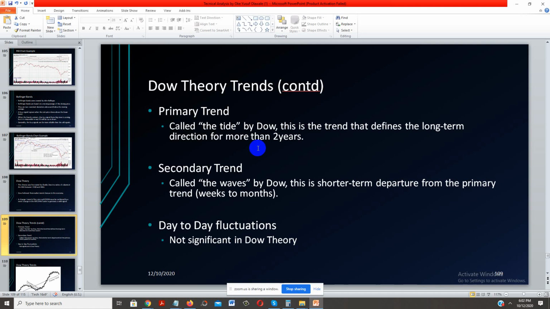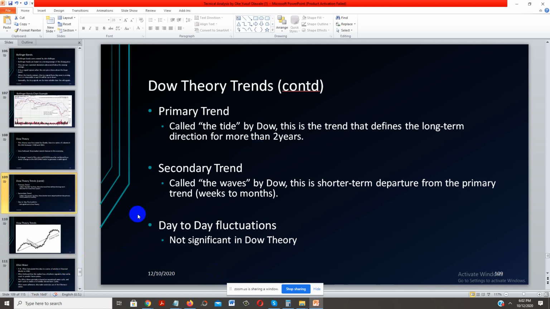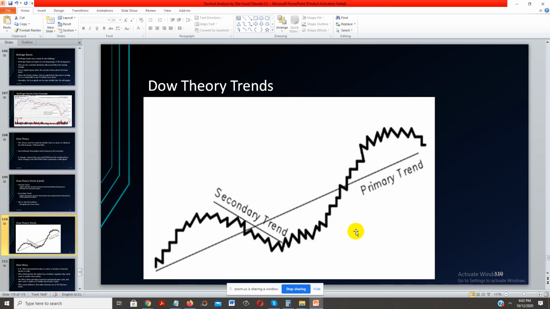Now we have the day-to-day fluctuation. For Dow theory, it is not significant. Now the day-to-day fluctuation is what people use for day trading, which I already told you that day trading is not really too good for you. Okay, it will give you a lot of headache, and the person might still lose. That's the truth.